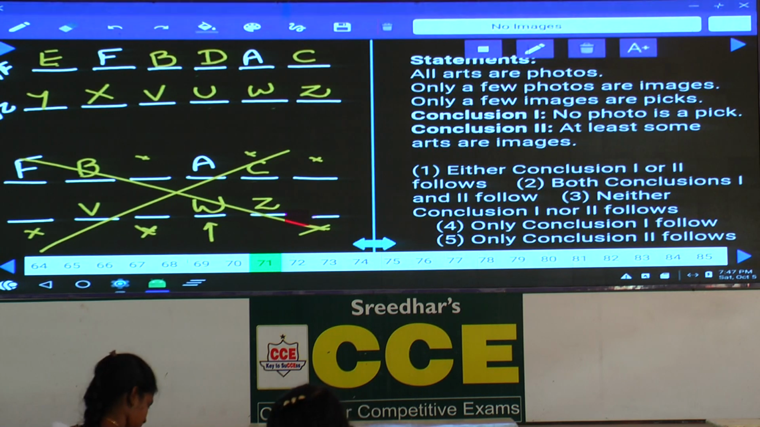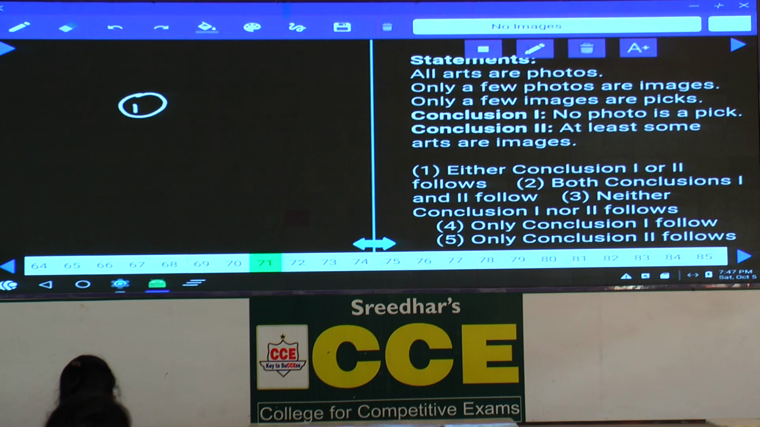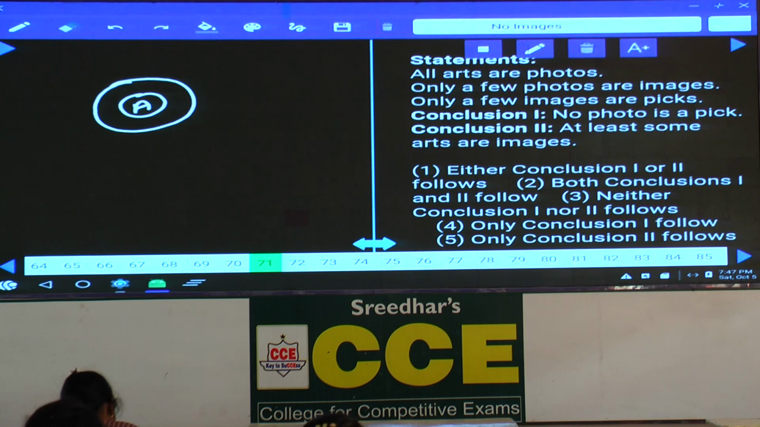Now in this one, the questions are about which of the given conclusions logically follow. Next one: only few photos are images. Only few photos or images is given. All arts are photos. How to write down this one? All arts are photos, and all these arts are photos. Only few photos. What do you mean by this only few?